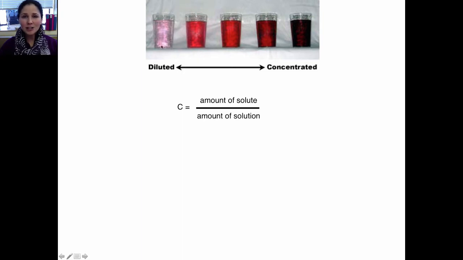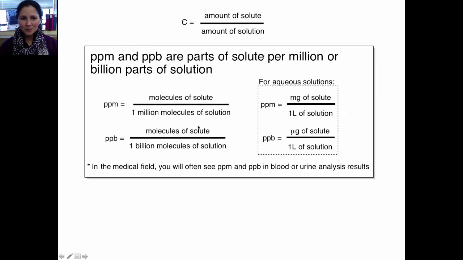Diluted solutions sometimes are also called weak solutions. They have fewer molecules of solute per amount of solution. In this case, the solute is a red dye. Notice that there's more and more red dye per amount of solvent as you go from left to right. The weaker solutions are said to be more dilute, or they are diluted, and the stronger solutions are said to be more concentrated. They have more solute per amount of solution. Let's learn about the concentration units that you'll need to know for this semester.